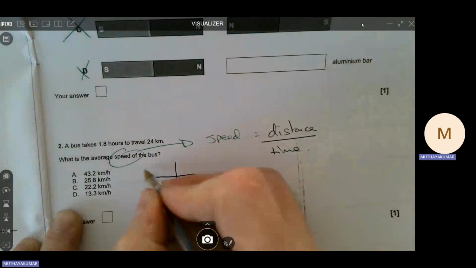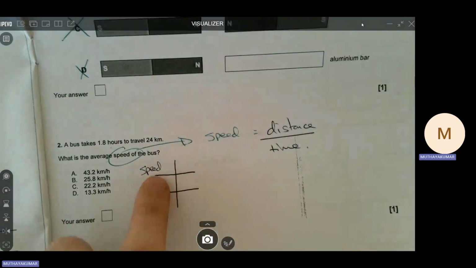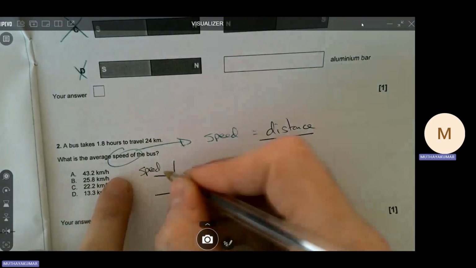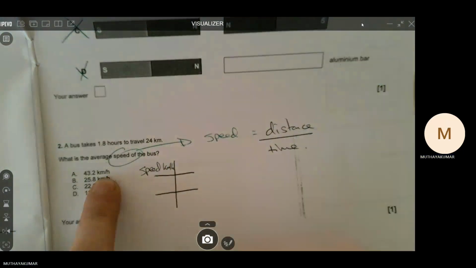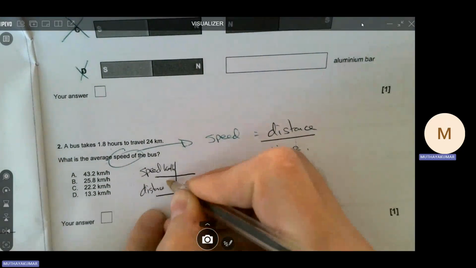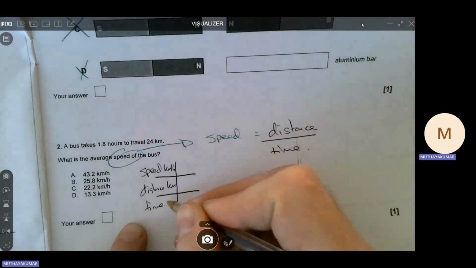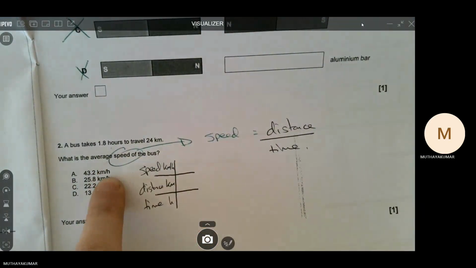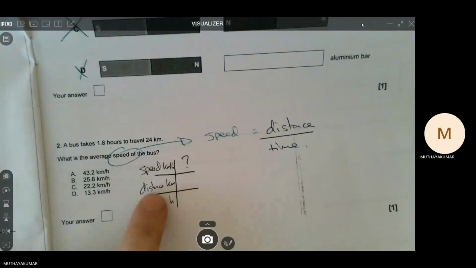On the left-hand side are all of the things in the equation. So speed, and it's asked us to work out speed in kilometers per hour. Distance, which must mean it needs to be in kilometers. And time, which must be in hours. So we've been asked to work out speed. That gets a question mark.